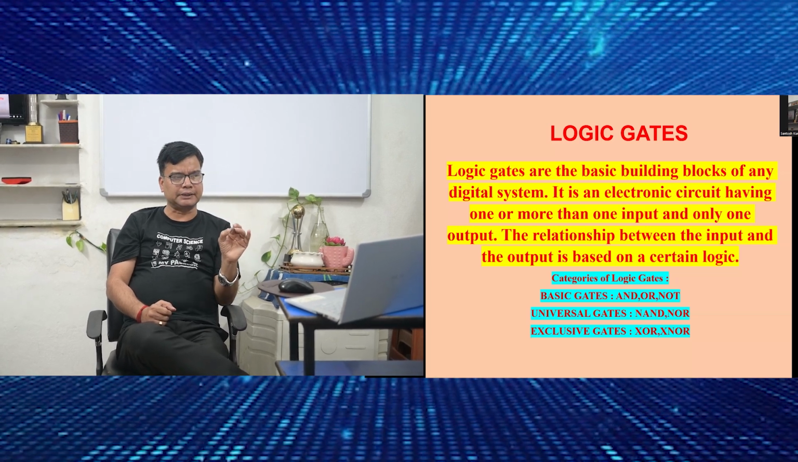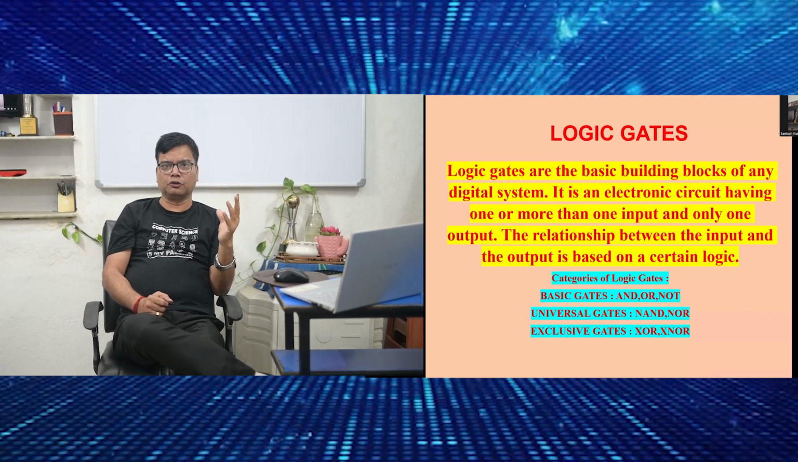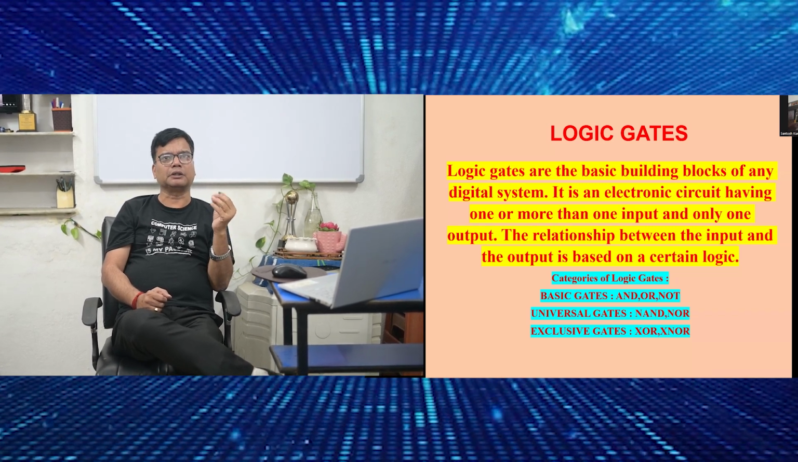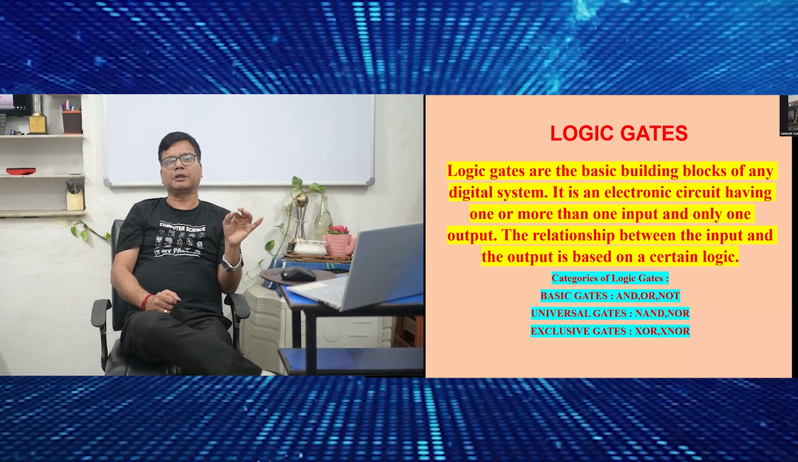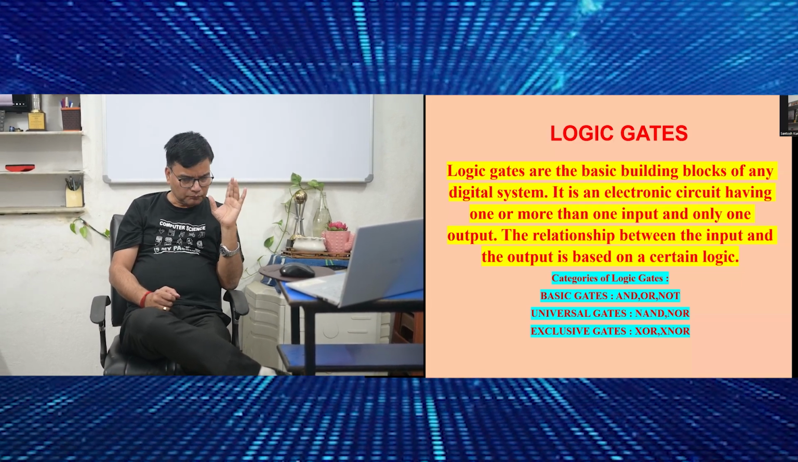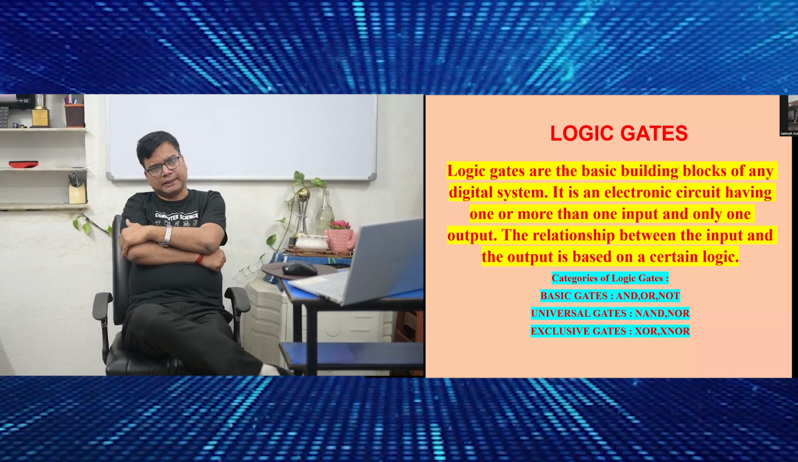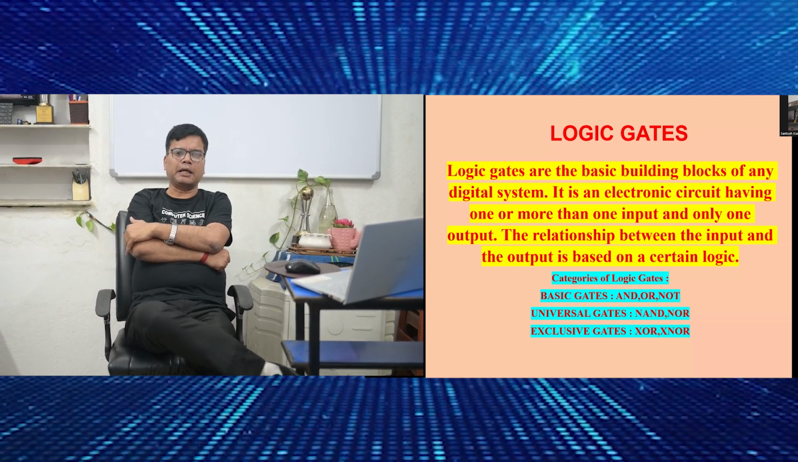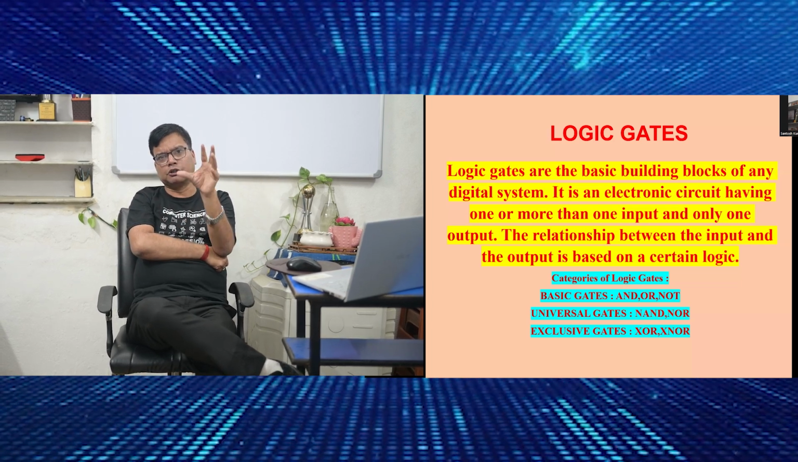and based upon the logic selected, the particular task is performed. So that is a logic gate. A logic gate is a conditional gate, you can say, which based upon the logic gives the required output. Now there can be three categories of gates as you see: basic gates, universal gates and exclusive gates.